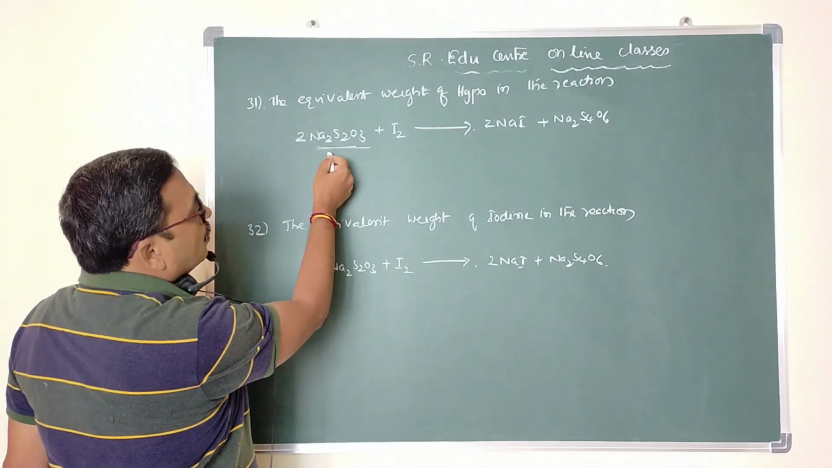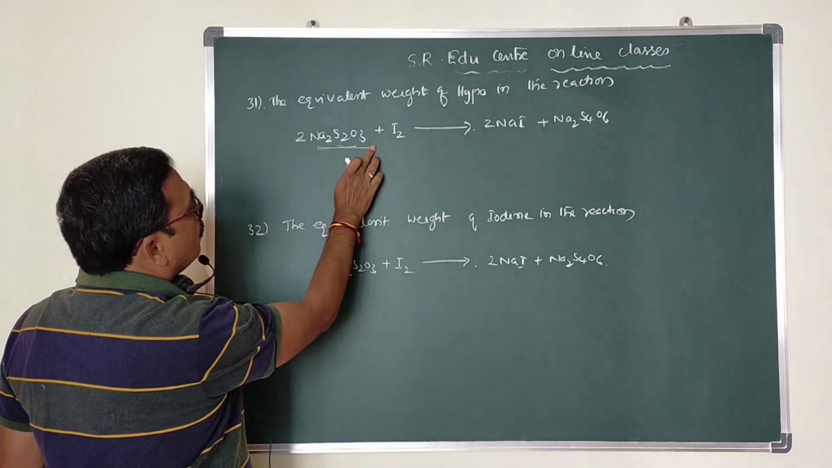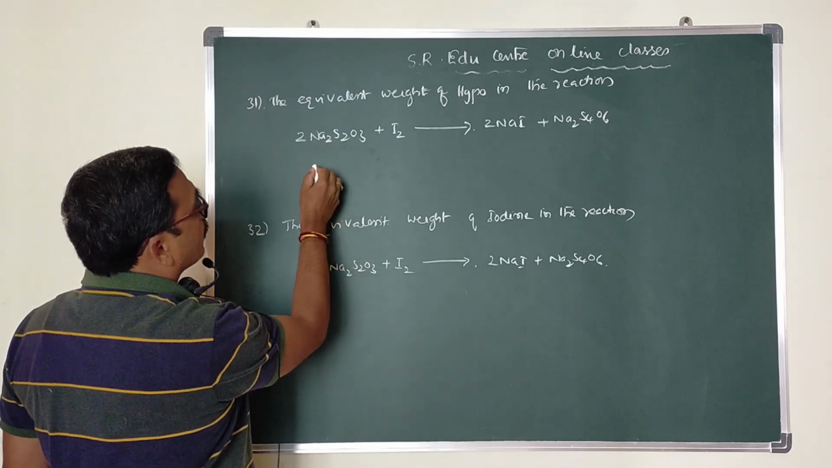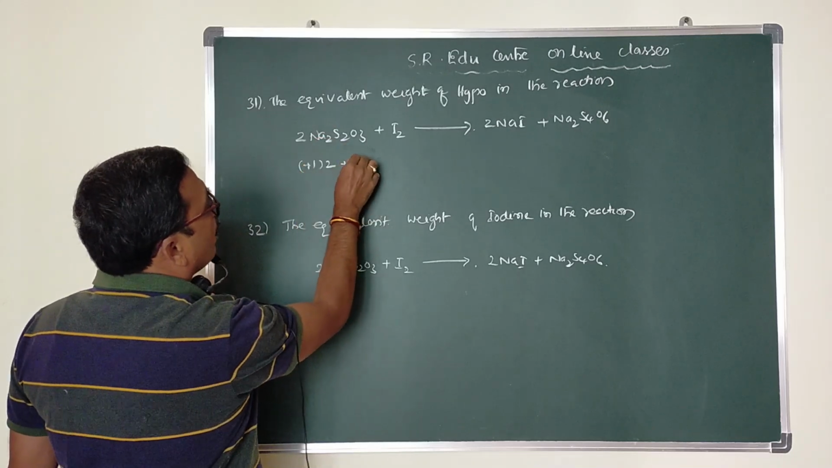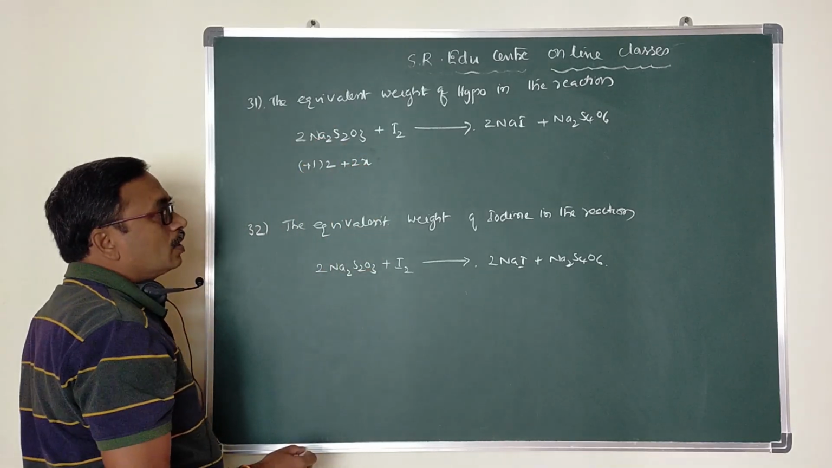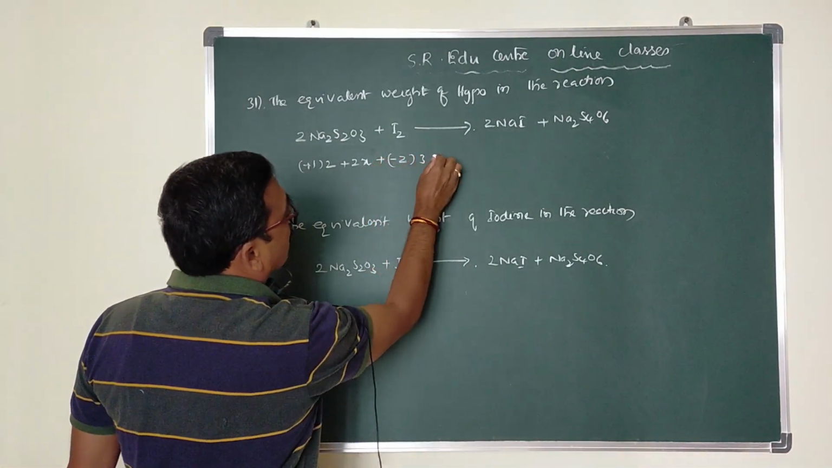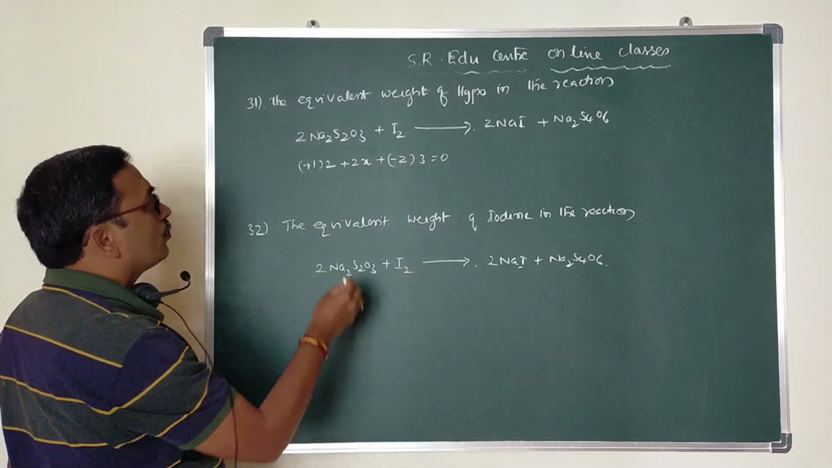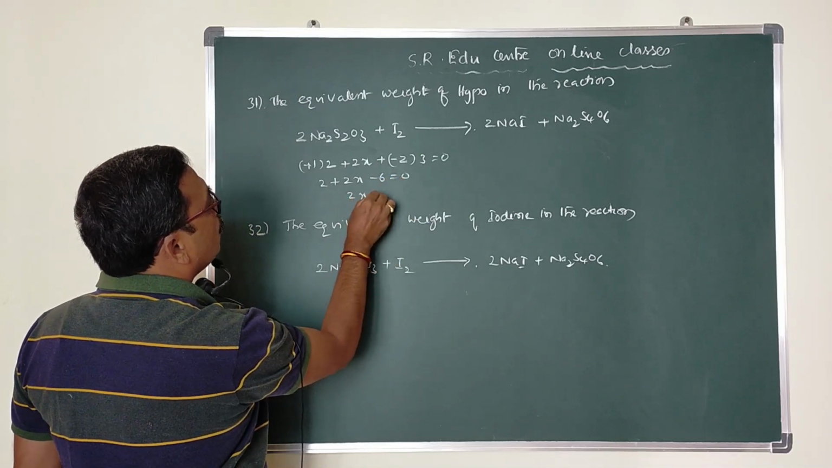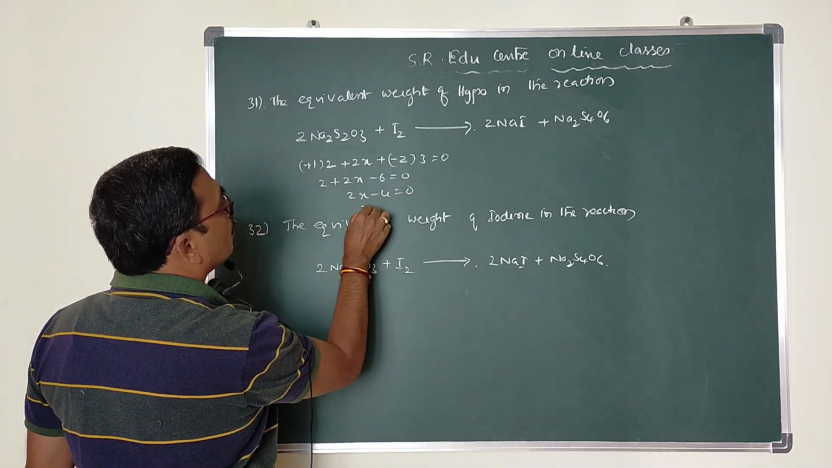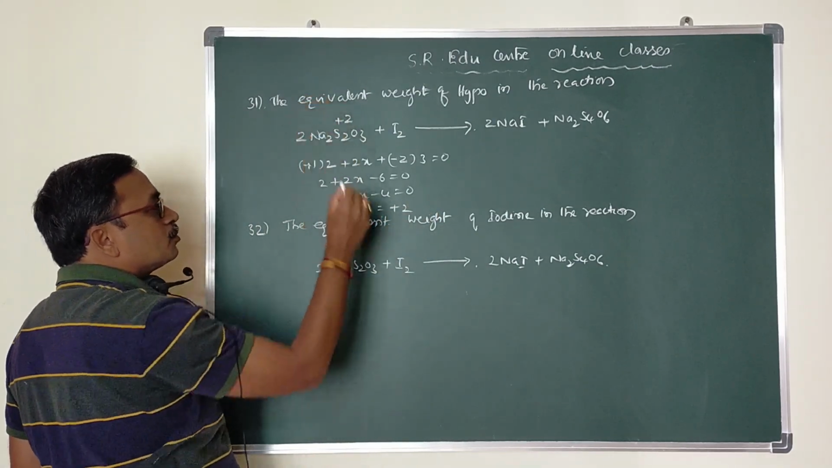See, in hypo, the oxidation state of sulfur changes. So we have to find the oxidation state of sulfur here. Sodium is +1, and there are 2 atoms. Let the oxidation state of sulfur atoms be 2x, and the oxidation state of oxygen is -2, with 3 atoms. The total is equal to 0. So 2 plus 2x minus 6 is equal to 0, 2x minus 4 is equal to 0, x is equal to +2. So here the oxidation state of sulfur is +2.